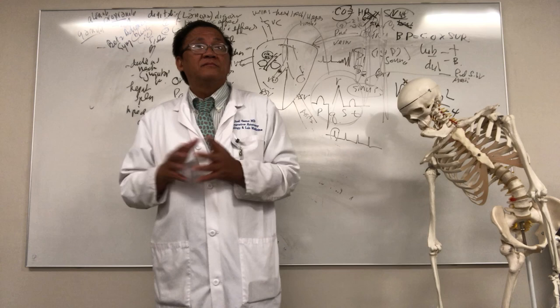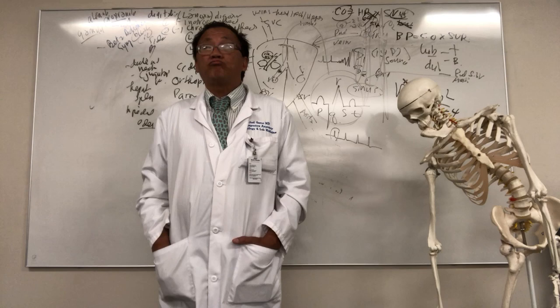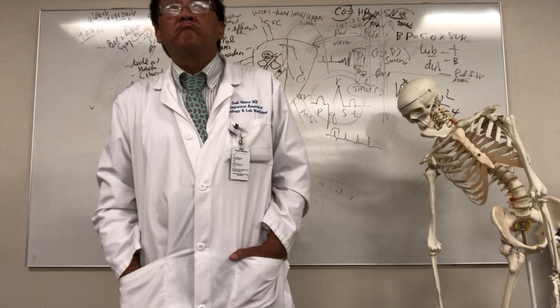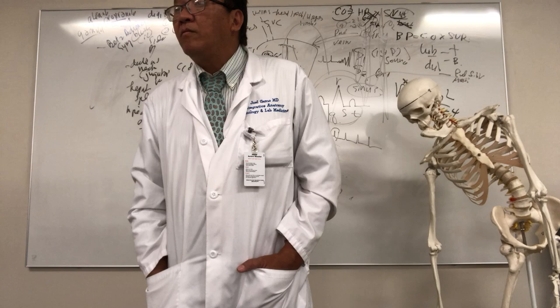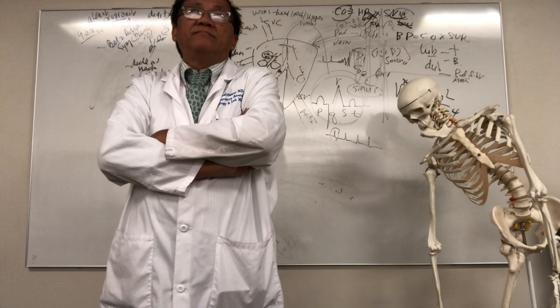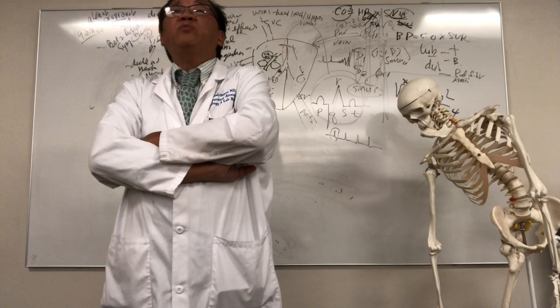Is there anything else? The RAAS, of course. Renin-angiotensin-aldosterone system. Where is the renin produced? Kidney. When is it released? When your blood volume is down and your blood pressure is down, renin is released by the kidney. Renin will convert angiotensinogen to angiotensin 1. Now what will convert angiotensin 1 to angiotensin 2? ACE.